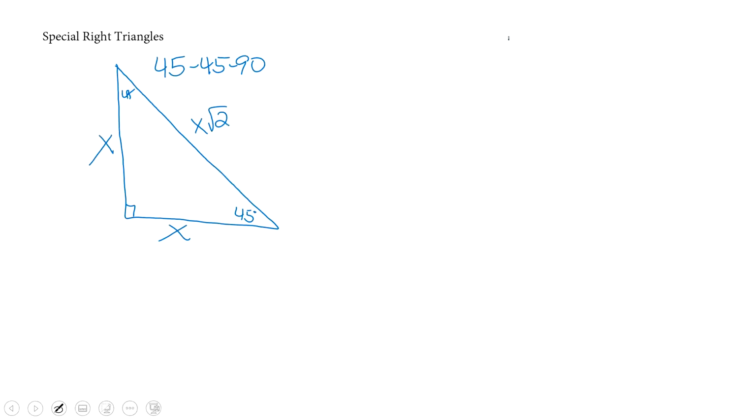Then we also had the 30, 60, 90 triangle. That's 60. This is 30. That's my right angle. We learned today, or we learned yesterday actually, the smallest angle is opposite the shortest side, we're going to call the short side x.